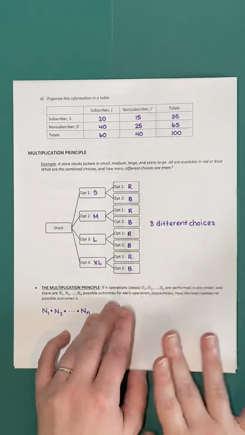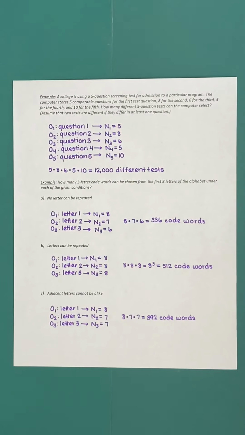So let's look at a few examples. First example: a college is using a 5-question screening test for admission to a particular program. The computer stores 5 comparable questions for the first test question, 8 for the second, 6 for the third, 5 for the fourth, and 10 for the fifth. What we want to know is how many different 5-question tests the computer can select.